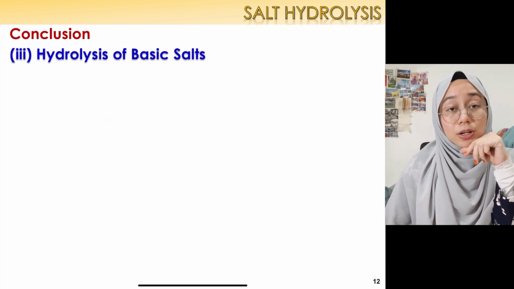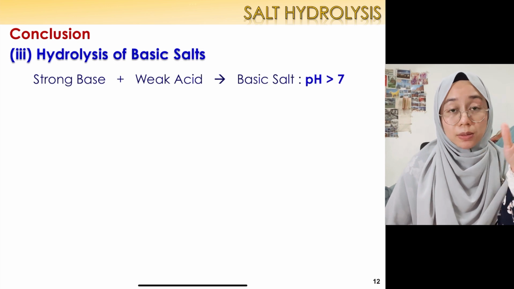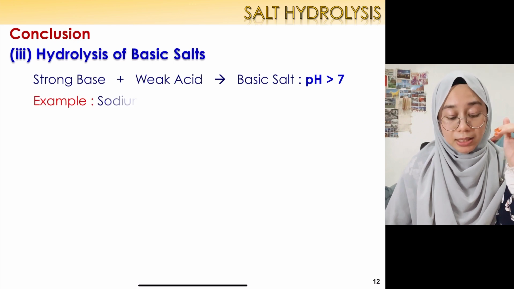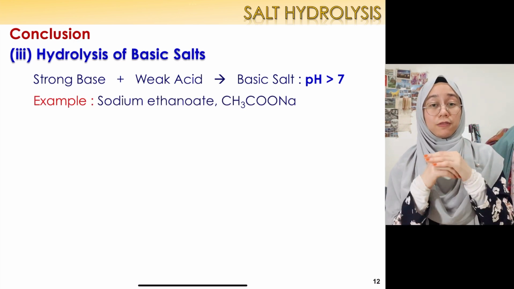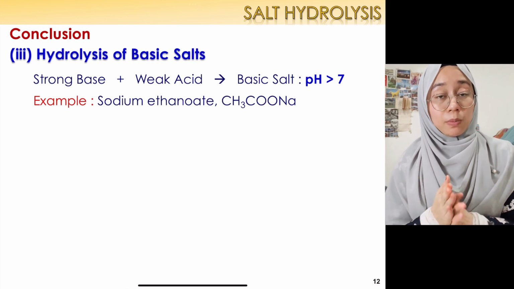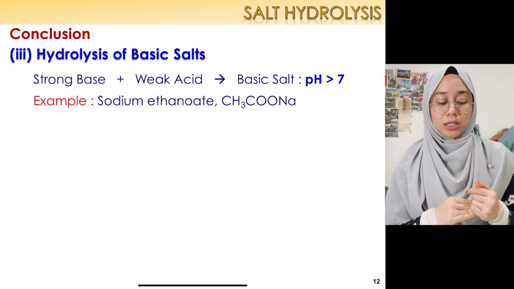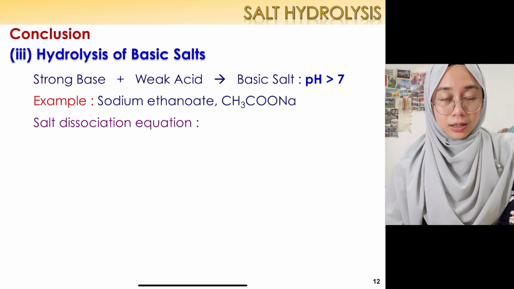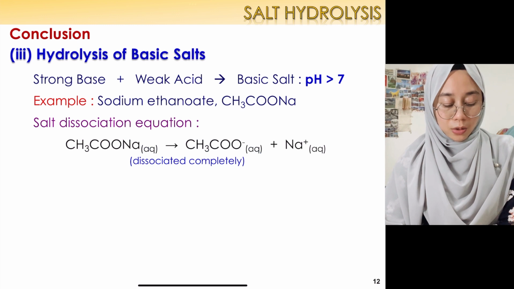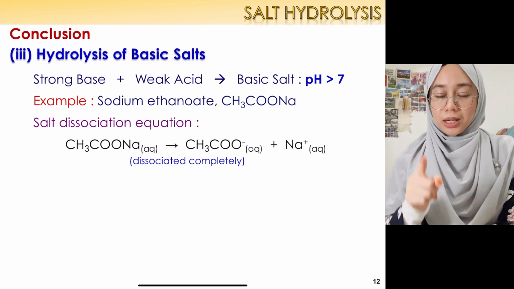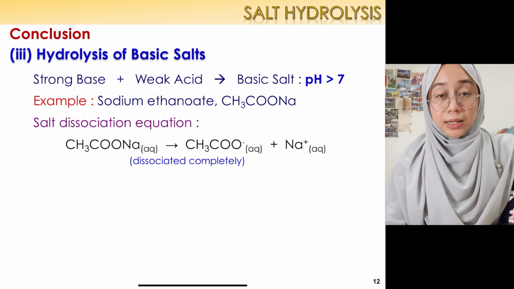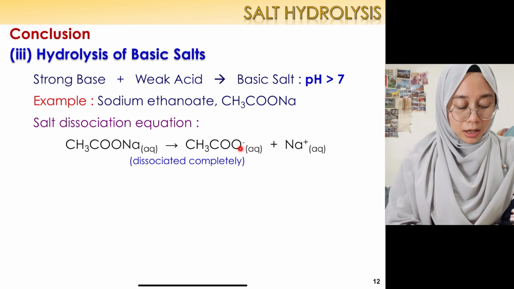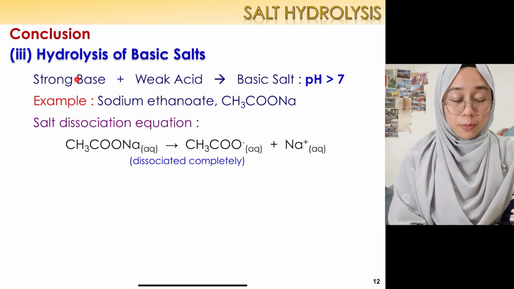And last kali kita ada hydrolysis of the basic salt. So it is produced from the reaction between strong base and also weak acid. So the pH of the solution, kalau kita dissolvekan the salt into water, kita akan dapat more than 7. Okay, dia punya pH. So for example, kita ada sodium ethanoate. Okay, so kalau kita dissociatekan the salt, kita akan dapat CH3COO negative with Na plus. Okay, whereby the CH3COO negative coming from the weak acid. Okay, meanwhile Na plus coming from the strong base.